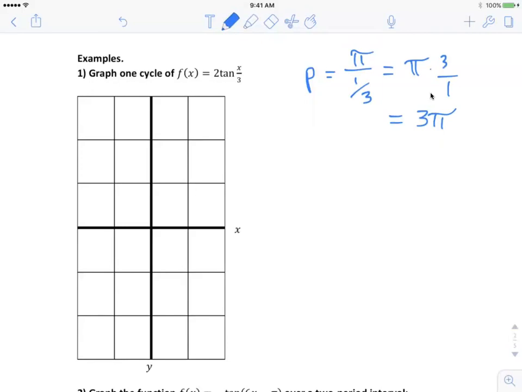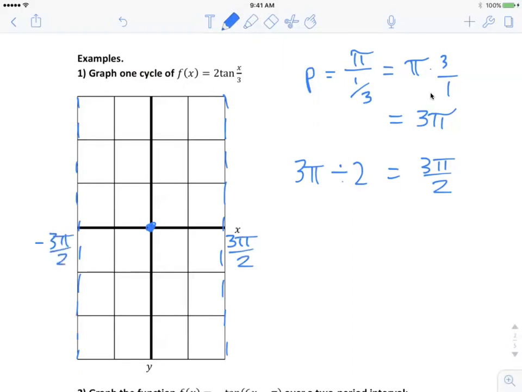And there's no phase shift, right? So since there's no phase shift and the period is 3 pi, I can get my midpoint and my 2 asymptotes. My midpoint, I know, is just going to be right at the origin. And the asymptotes, I can already draw them. The values of those are half of the period. So I can take 3 pi, divide it by 2. That's just 3 pi over 2, right? That will define my x value. So that's 3 pi over 2, and that's negative 3 pi over 2, okay?